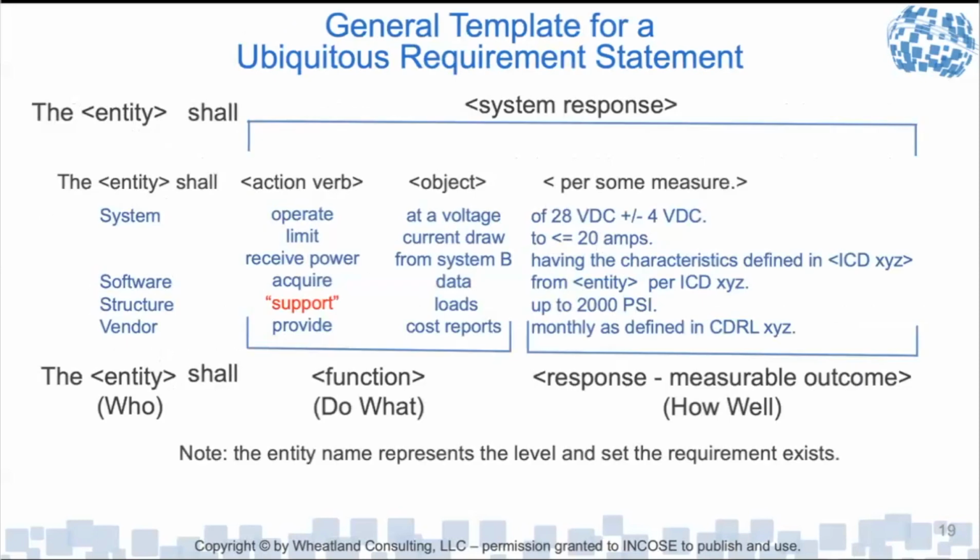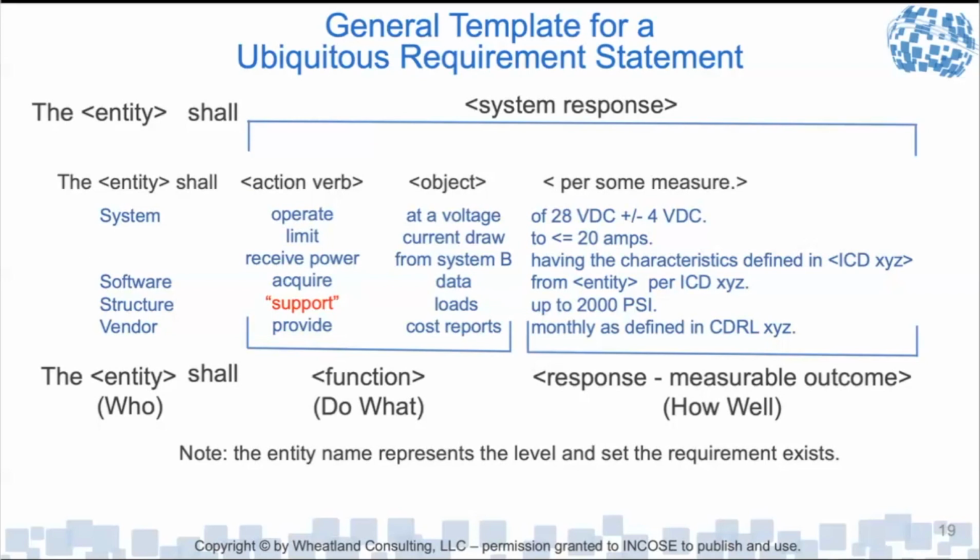And then you could also add under what conditions, and they can be a conditional clause or a qualifying clause that's included. So some examples: the entity shall, you have a system response; the entity shall, action, verb, object, per some measure. So this per some measure, the system response, has got to be included with all your requirements. So we talk about functional / performance when we're doing this. The system shall operate at a voltage of, the system shall limit current draw to less than, the system shall receive power from system B having the characteristics. Notice that that's an interface requirement, if you're talking about an interaction with one system with another, pointing to an ICD.